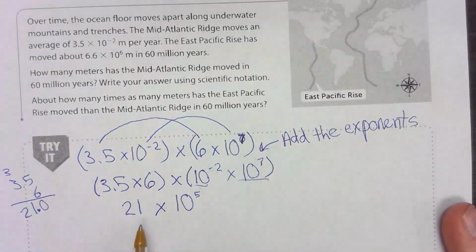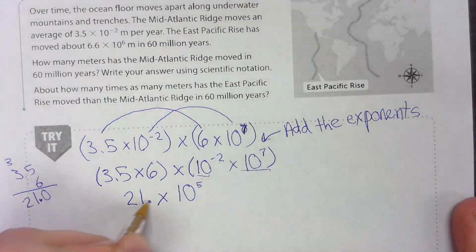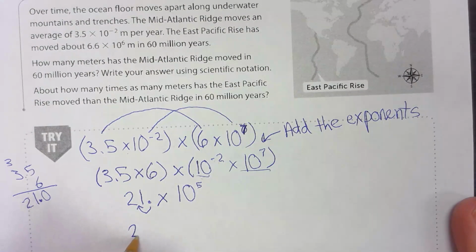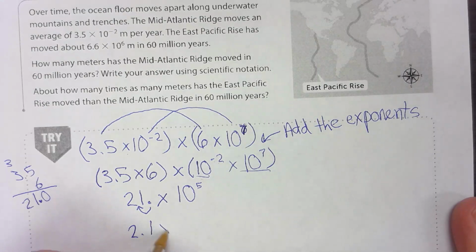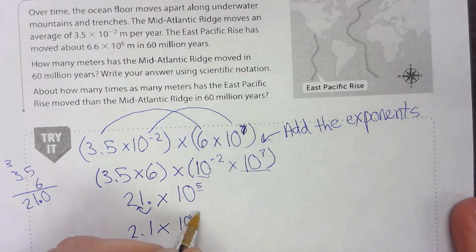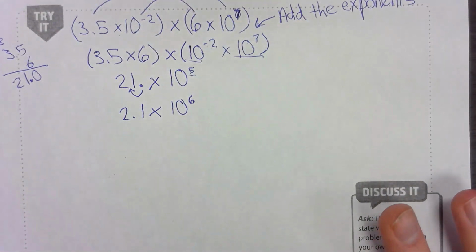Now this isn't proper scientific notation, is it? We need the decimal to move from here to here. When we move to the left, it's going to increase our exponent. We moved one time, so it's going to go from 5 to 6. And that is our new answer.